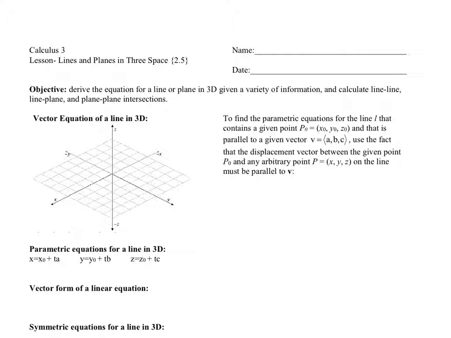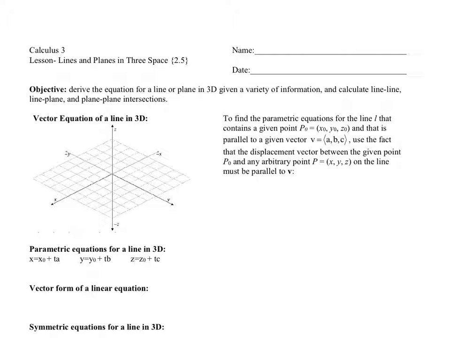So, define parametric equations for a line L that contains point P sub O, and then it's parallel to the given vector V. Use the fact that the displacement vector between the given point P sub O and arbitrary point P on the line must be parallel to that. That's like, okay, cool. You read words off a piece of paper for us. That's wonderful. An explanation, if you please.